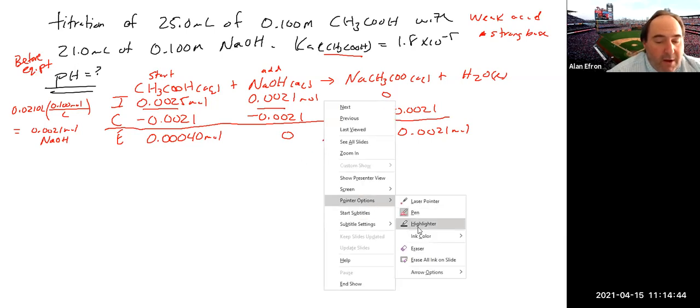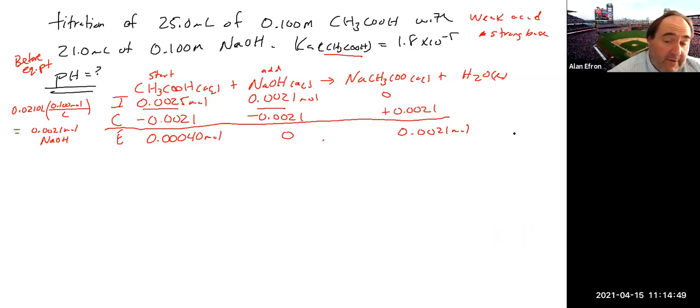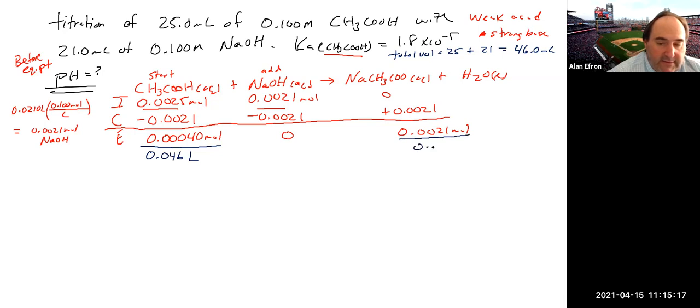At this point, we want to convert these guys back into molarity so we don't mess up anywhere. We need the total volume. So our total volume at this point is the 25 milliliters we started with of the acid plus the 21 milliliters of our base that we added in. That gives us a grand total of 46 milliliters. And we're going to use that to convert these guys back into molarity. So again, converting that into liters and dividing by it will get us some molarity here.